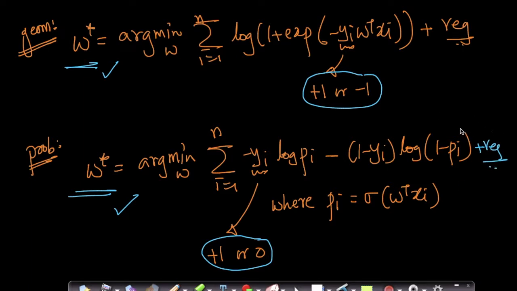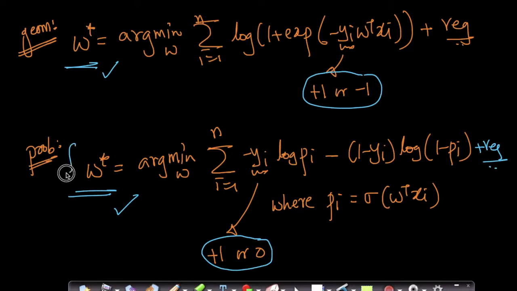Now I will show you very quickly and elegantly that both these formulations are the same. It's not very hard. It's actually very simple algebra. So let's go through the proof and see it quickly. Let's go to case 1. Case 1 is when yi is positive.